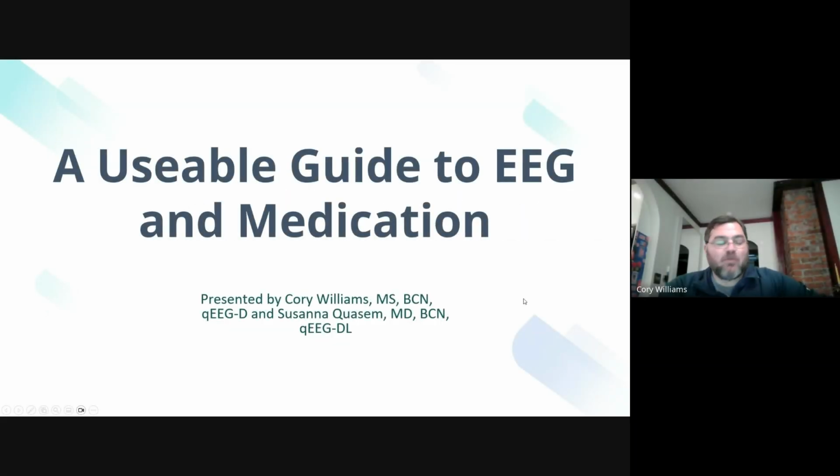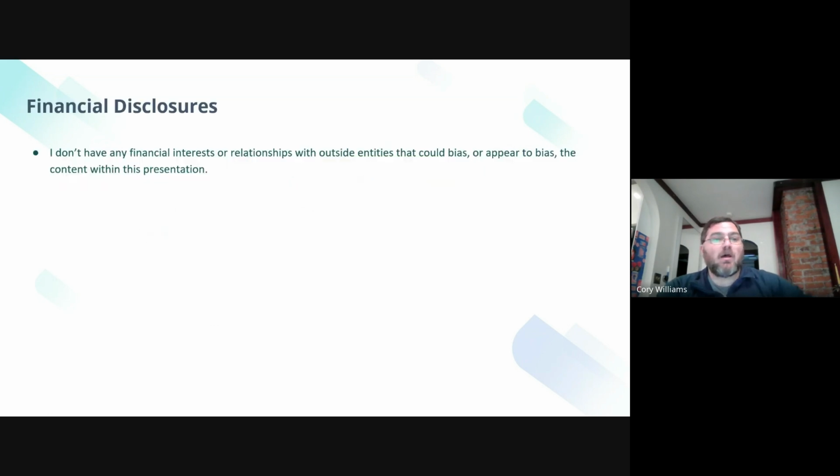So what we're going to go over today is a usable guide for medication. This guide that we put together is useful in two ways. One is that it can help us to determine if medication effects are present in an EEG that we've recorded. And two, it can help us to determine, based on the EEG data, what type of medication might be a better fit for the client or the patient.